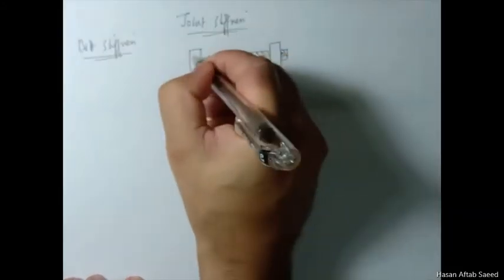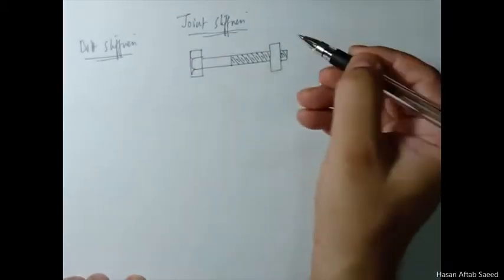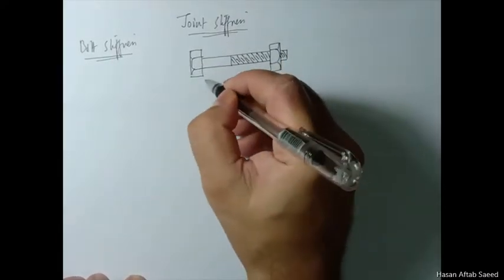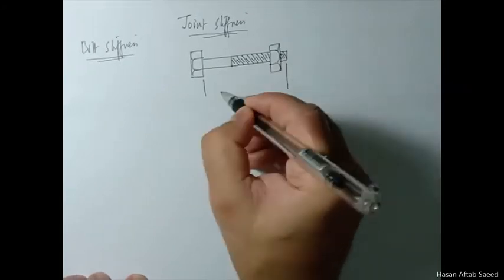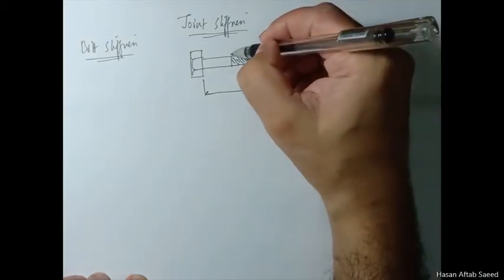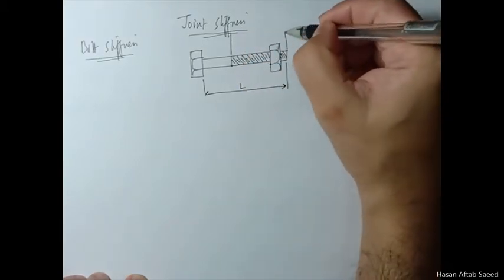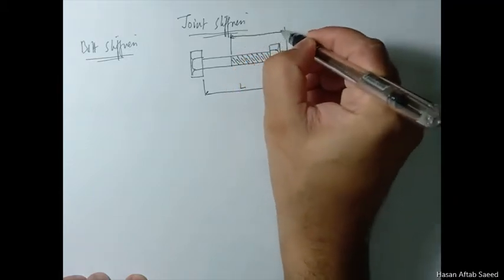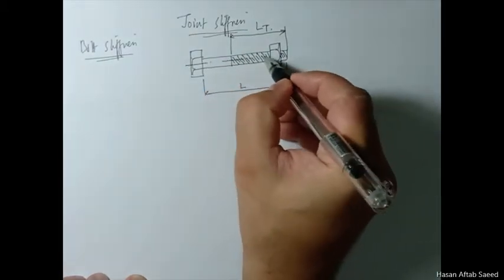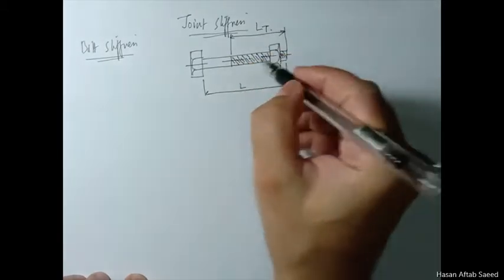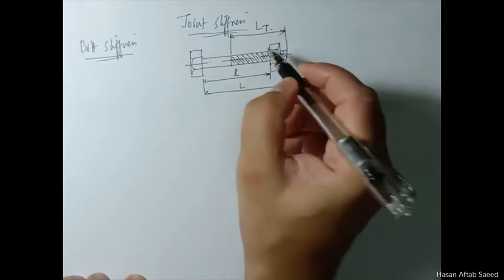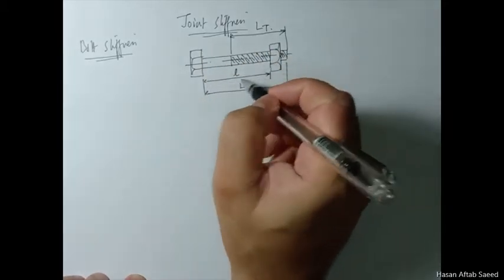So if this is your bolt and this is your nut, then the total length of the bolt will be L, and the length of the threaded part is LT. Also, the gauge length, anything that goes between the head of the bolt and the nut, that is the gauge length.